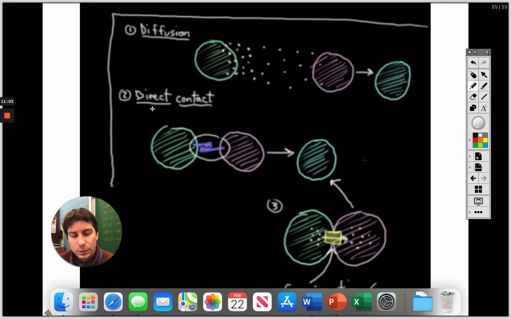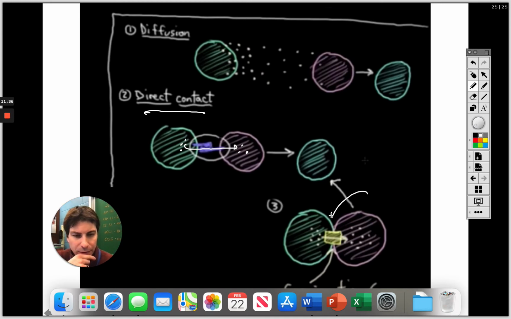Another way is through direct contact here. So in direct contact, these cells, and we'll talk about the difference between animal cells and plant cells here, but they can have a bridge almost, and we talked about this in the previous chapter, a bridge between these two cells to transfer these cytoplasmic determinants. So if these are the cytoplasmic determinants, we can have them go through this little bridge and into the other cells, making that other cell become, once again, a green one.